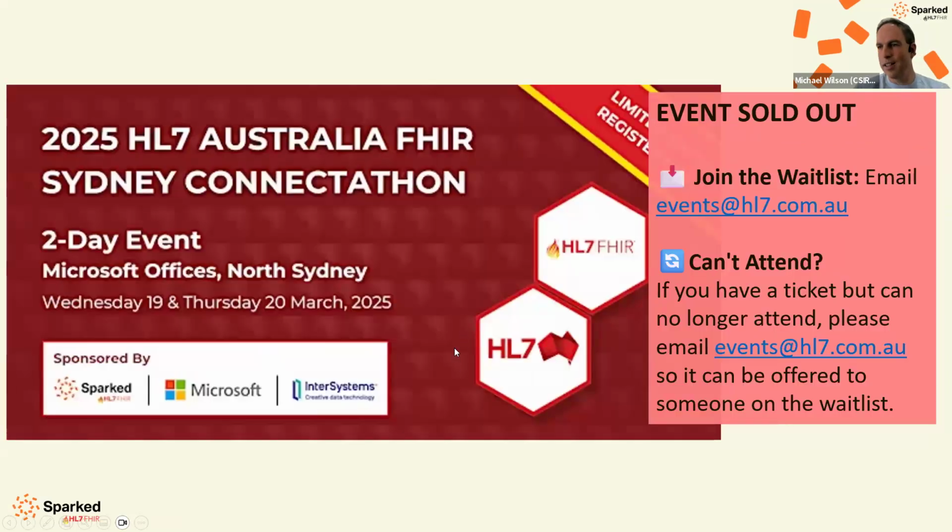Then the 2 days after is the Connectathon. The Connectathon is currently sold out, but if you haven't got a ticket and would like one, you can send an email to events@hl7.com.au and go on the wait list. On the other side, if you have got a ticket but now know you can't attend, please send an email to that same address so that someone else can get your ticket, given these are very popular and we have limited space, making sure as many people as possible can go.